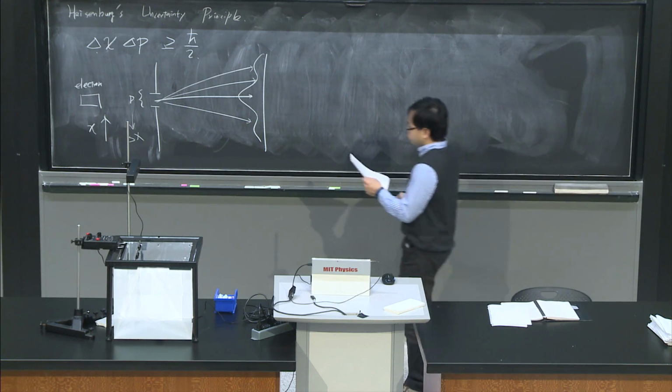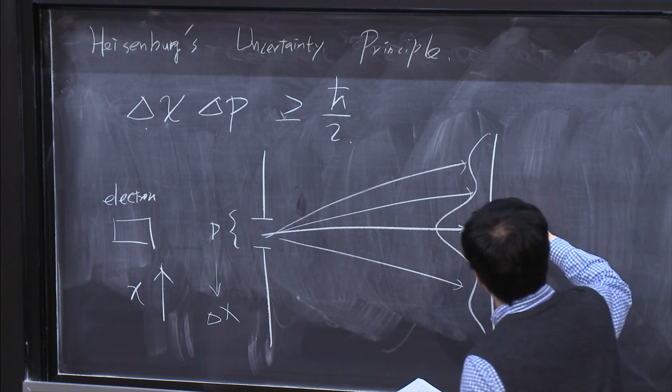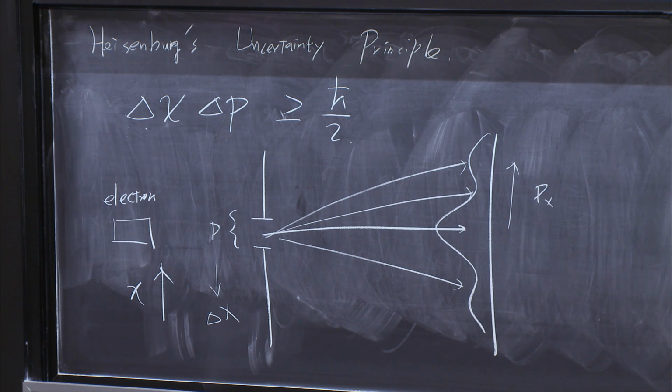Now, the electrons go through and hit the screen, and each electron has a single path. If I look at one of the paths, the upper one, there must be a momentum in the x direction when this electron goes through the slit and hits the screen.